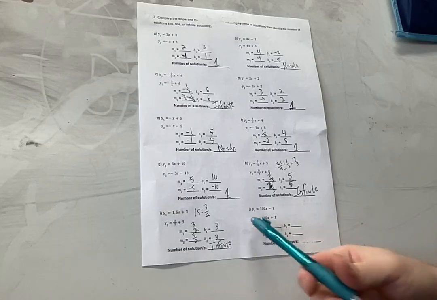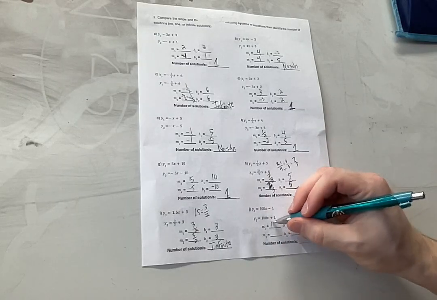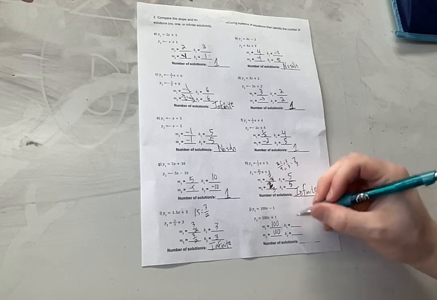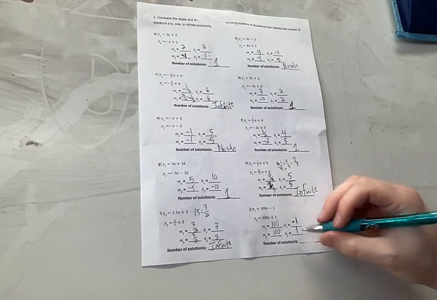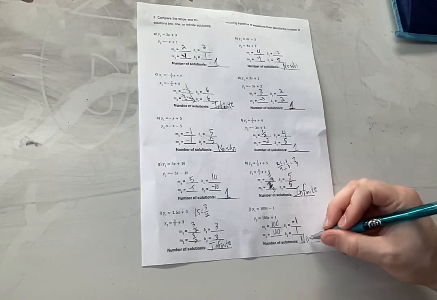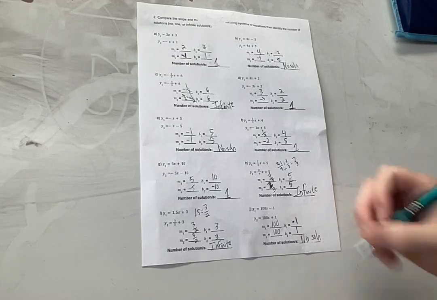In the case of 1j, the same slope of 100, different y-intercept. So with that said, it's a parallel line, so the solution will be no solutions. There are no solutions to the parallel line.